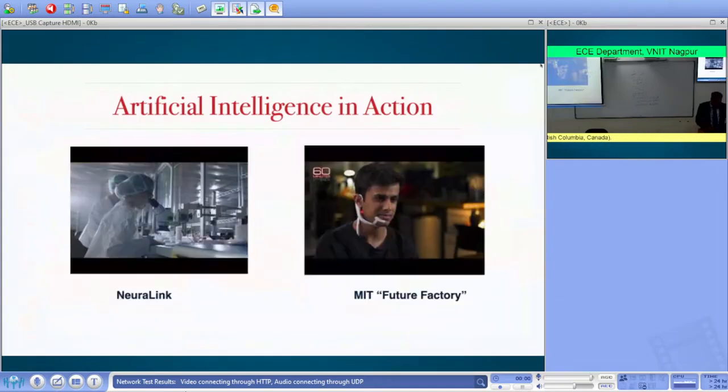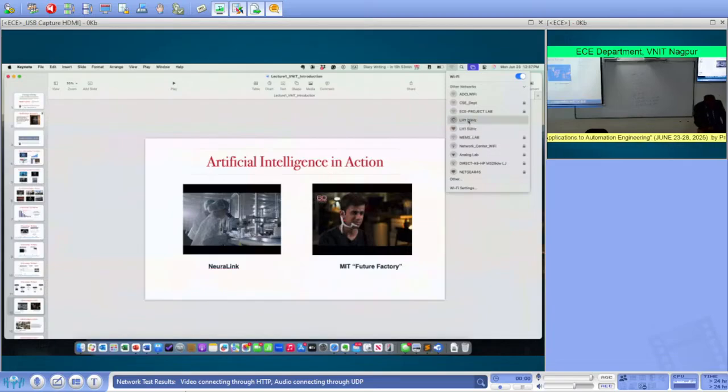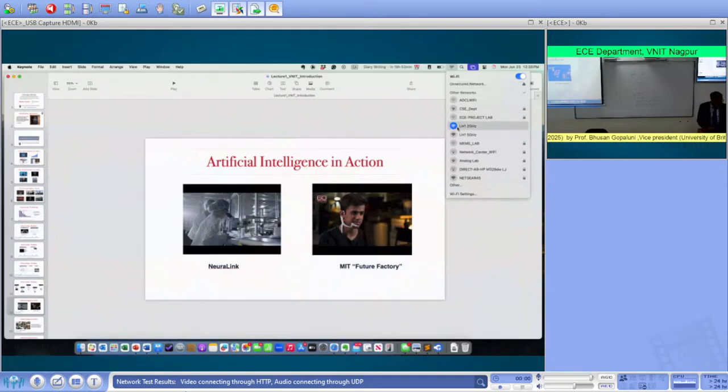Oops. I think, okay, so I have to connect to, is there a Wi-Fi I can connect? LH1? This one, okay. It's open, so no password is required. Okay, all right, yeah.